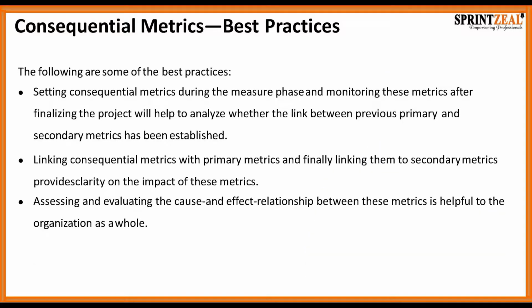So here are some best practices when we look at consequential metrics. First, let's set consequential metrics during the measure phase and monitor these metrics after finalizing the project. This will help to analyze whether the link between the primary and the secondary metrics has been established. We can also link consequential metrics with primary metrics, and finally link them to the secondary metrics, proactively looking at the impact of these metrics. And then the third one is assessing and evaluating the cause and effect relationship between these metrics, which is also helpful to the organization as a whole.